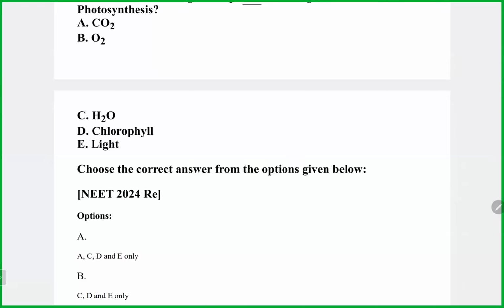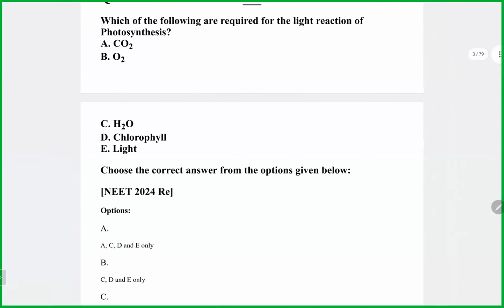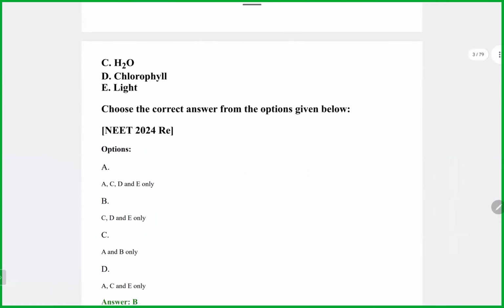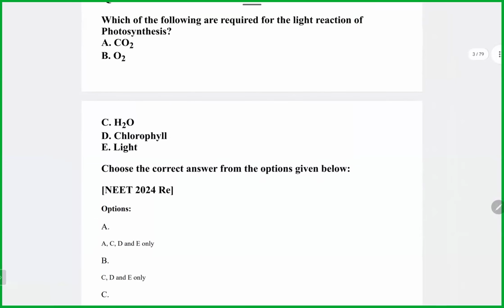So, can you say the answer will be B? The answer will be A and B only, sir? No, A and B are not there. C, D, E will be the answer. Correct answer.